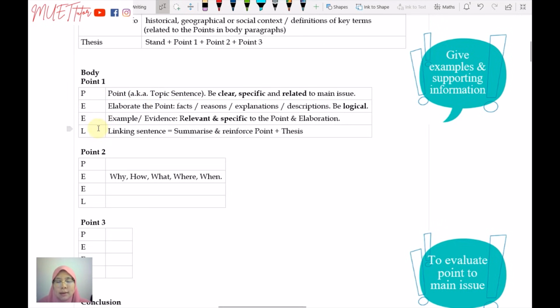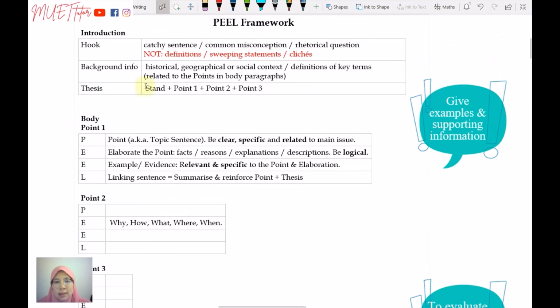And for L, the linking sentence, we're doing this because we want to reinforce our claims. Also, this linking sentence helps us to show our reader or examiner that we are linking or showing the relevance of our P point elaboration examples here to the main issue mentioned in the question. The examiners are looking for this too in your essay.